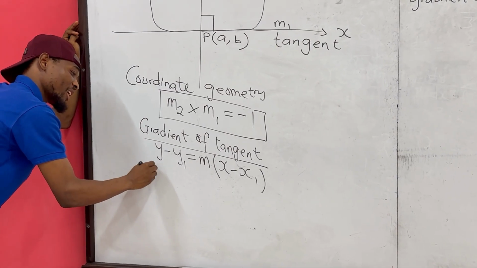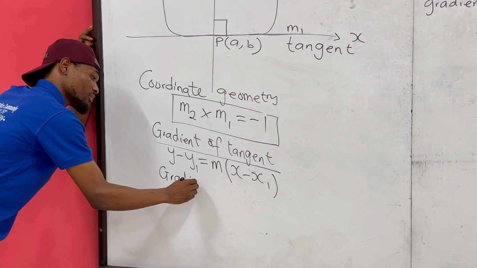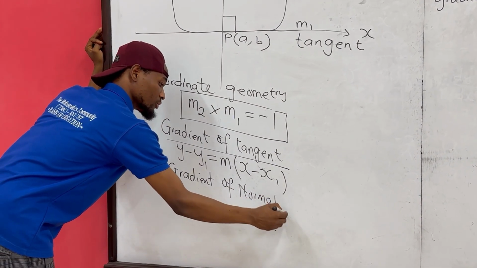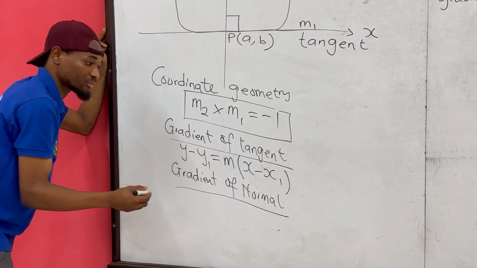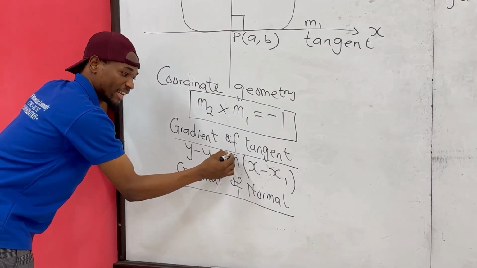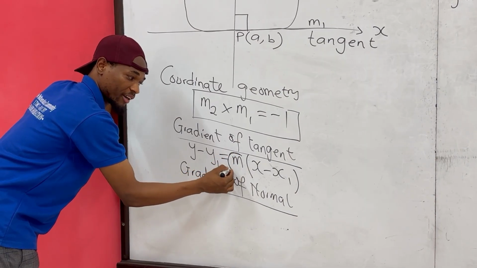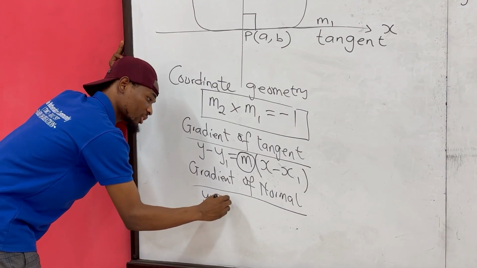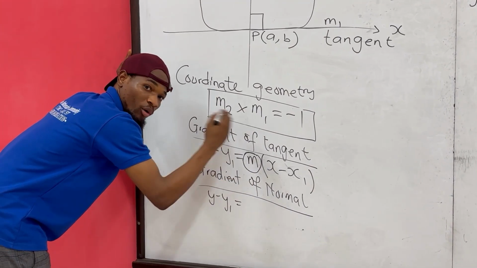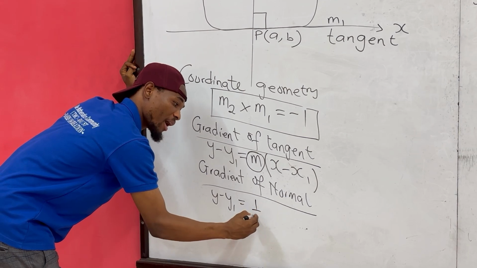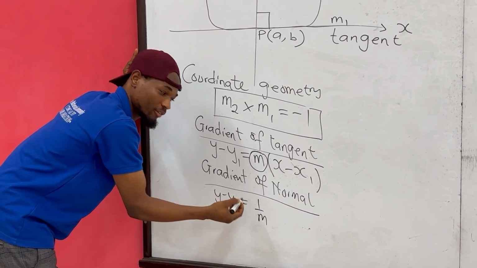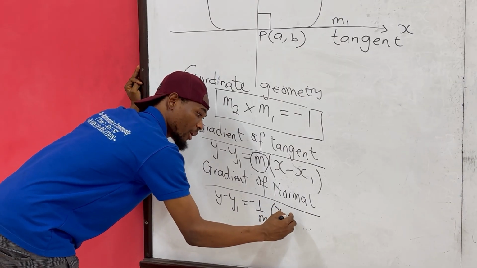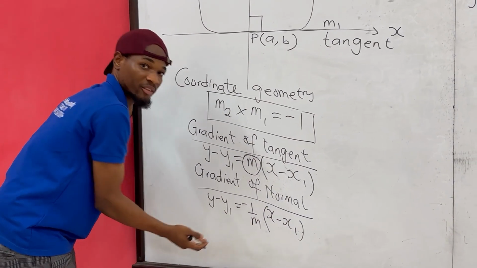And the gradient of the normal will also be the negative reciprocal of the gradient m. So I have y minus y1 is equal to the reciprocal of m, which is 1 over m, but I need the negative, so the negative reciprocal, multiplying x minus x1.